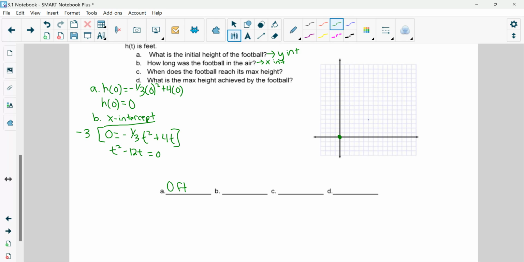What's the first thing we always look for when we factor? Even before perfect squares. 3 letters. GCF. So we have to look for a GCF. Do we have a GCF in this problem? Yeah, we have a t, right? So if I pull out a t, I get t times t minus 12.